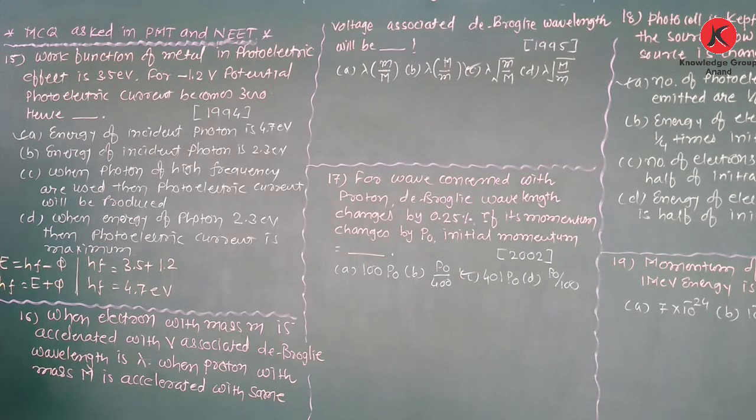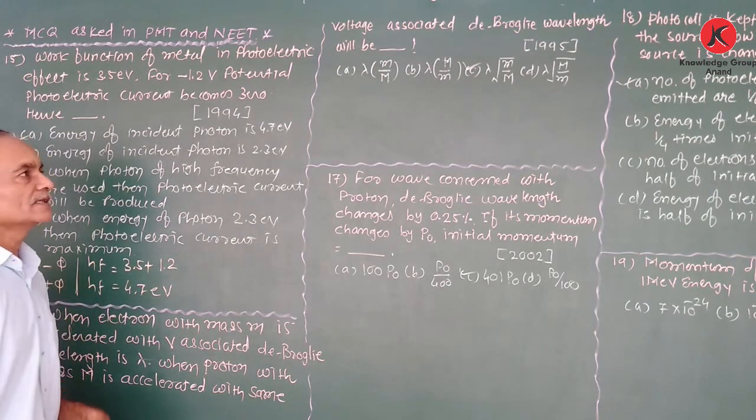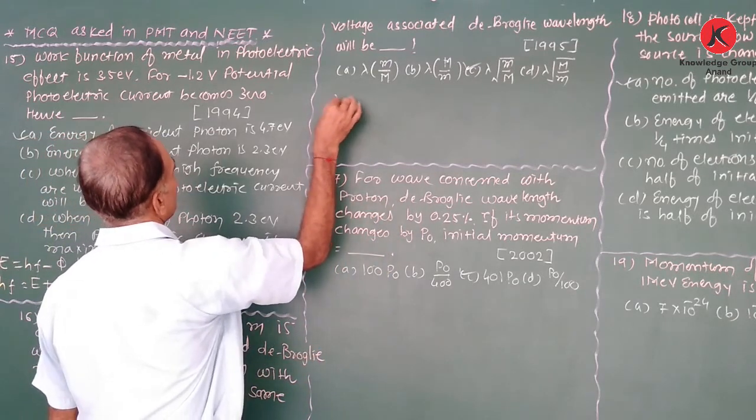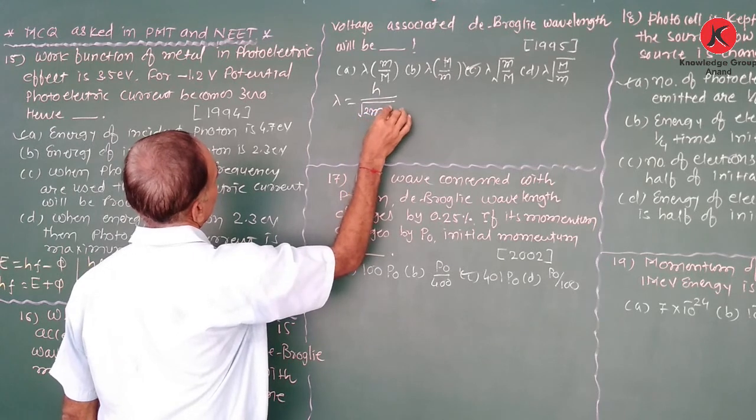Now, the next question, asked in 1995. When an electron with mass m is accelerated through V volt, the associated de Broglie wavelength is lambda. Now when a proton with mass capital M is accelerated with the same potential, what is the de Broglie wavelength for this proton? Now we know that the de Broglie wavelength lambda is equal to h upon under root of 2mqV.